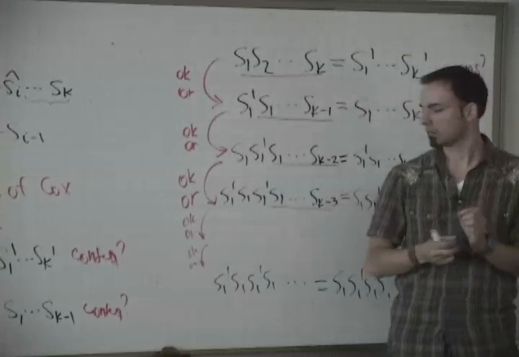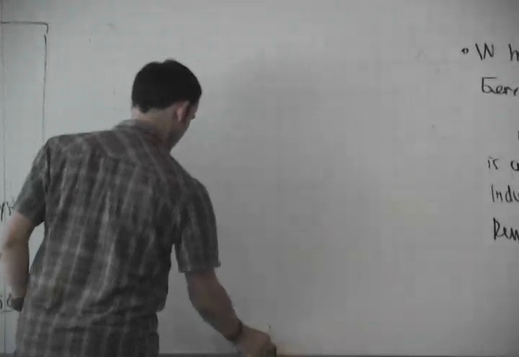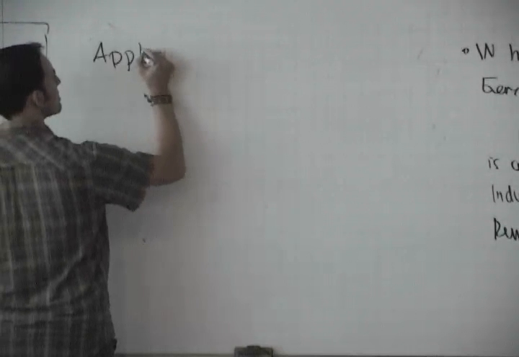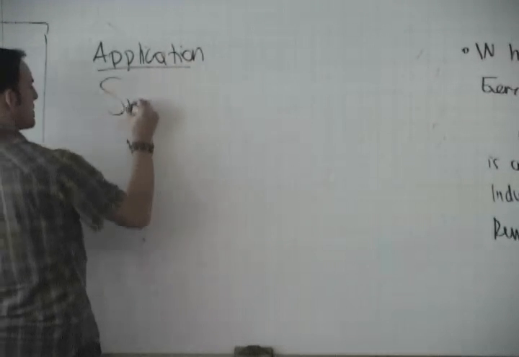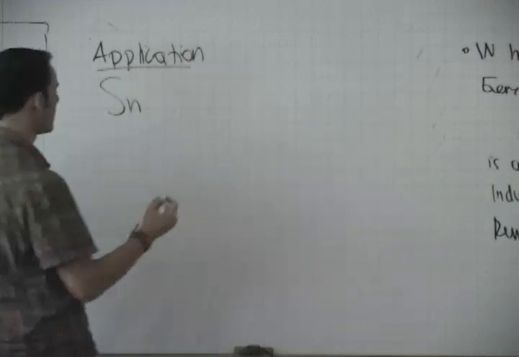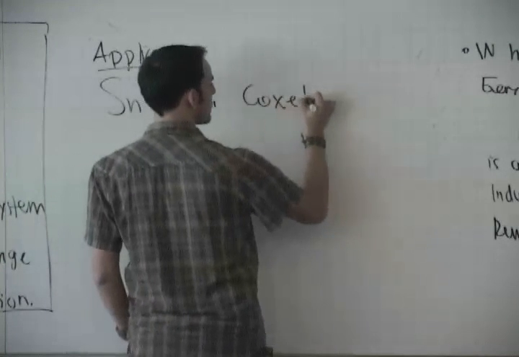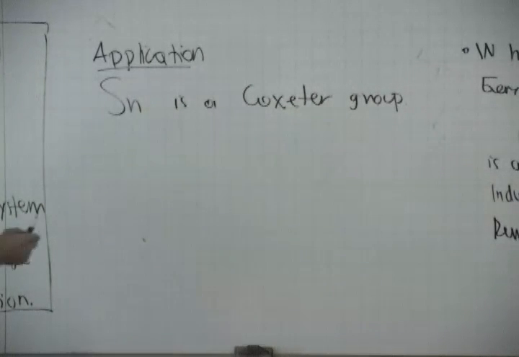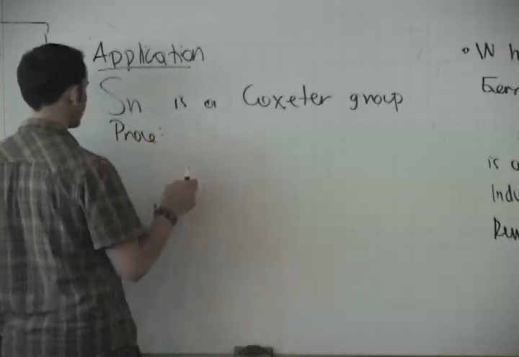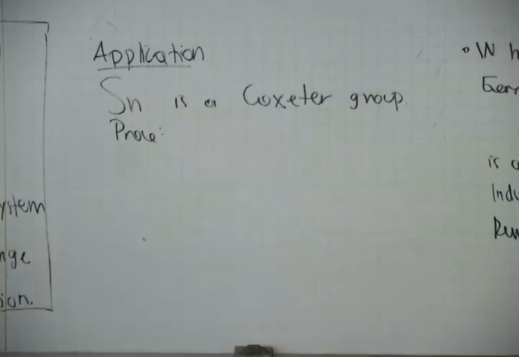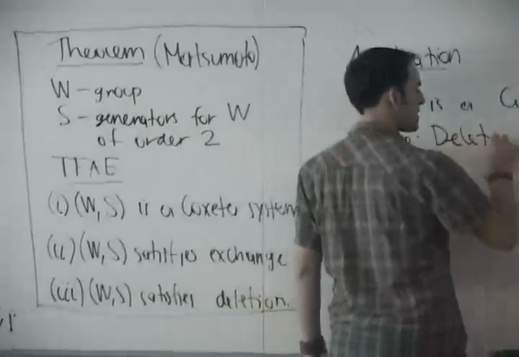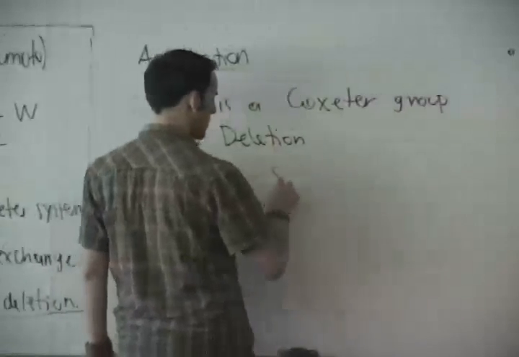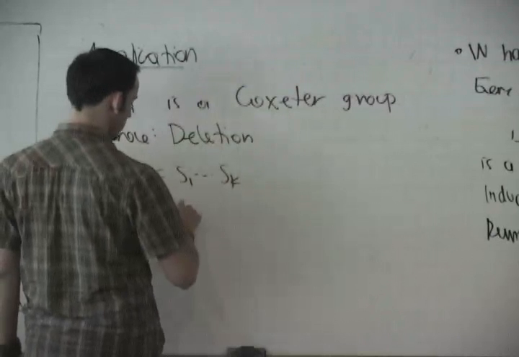For example, how do you now prove that the symmetric group is a Coxeter group? I think you agree this was hard. This was hard, but now it's easy. Because now you say, let's prove, I don't know, you choose, what do you prefer? They're both equally easy. Let's say deletion. Let's say that you have a W equals S1 up to SK, and the length of W is not K. It's smaller.